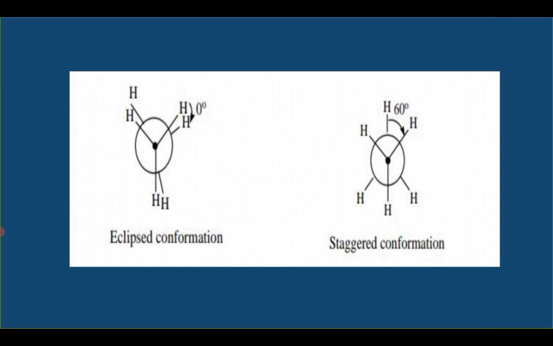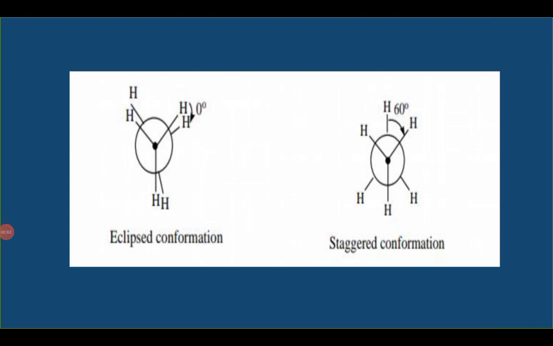In the staggered conformation, the CH bond at C1 is about 60° dihedral, so that it will be between two CH bonds at C2. Okay, so that is the staggered conformation. Okay, understood?